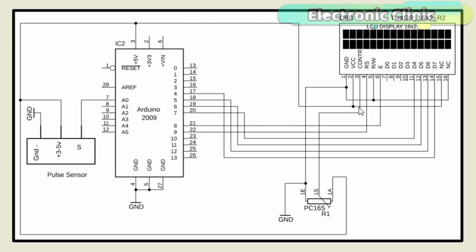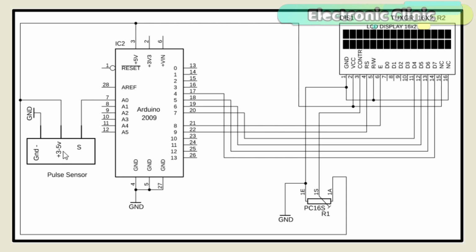Pins 4 to 7 of the Arduino are connected with pins D7 to D4 of the LCD. Pin number 8 of the Arduino is connected with the enable pin of the LCD. Pin number 9 of the Arduino is connected with the RS pin of the LCD.